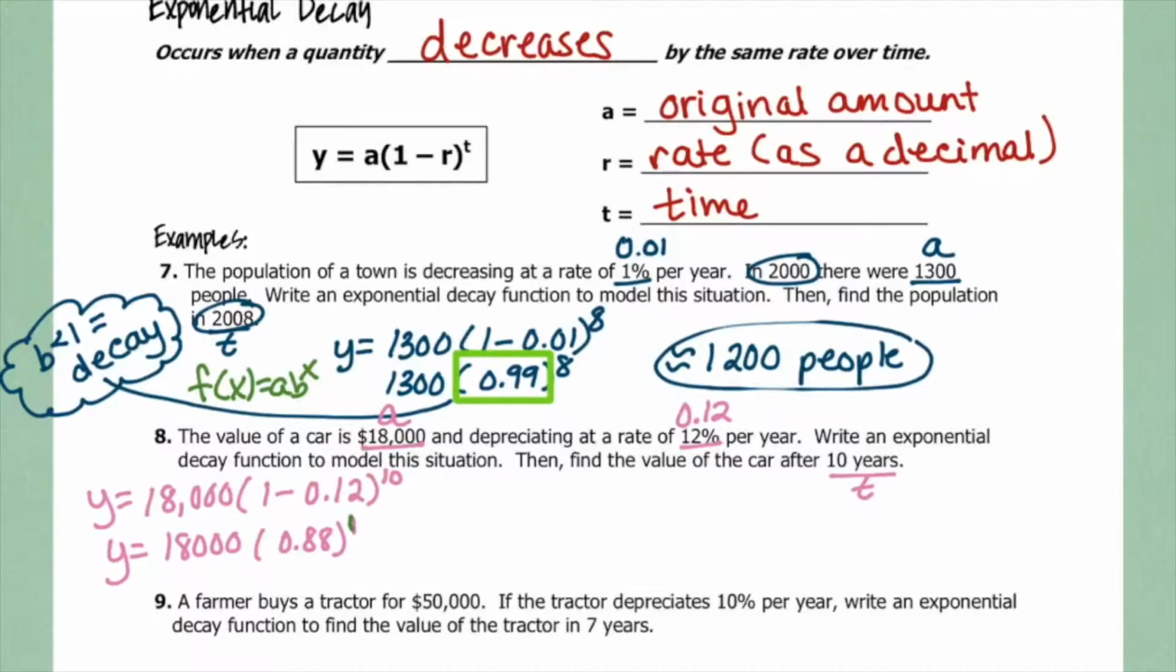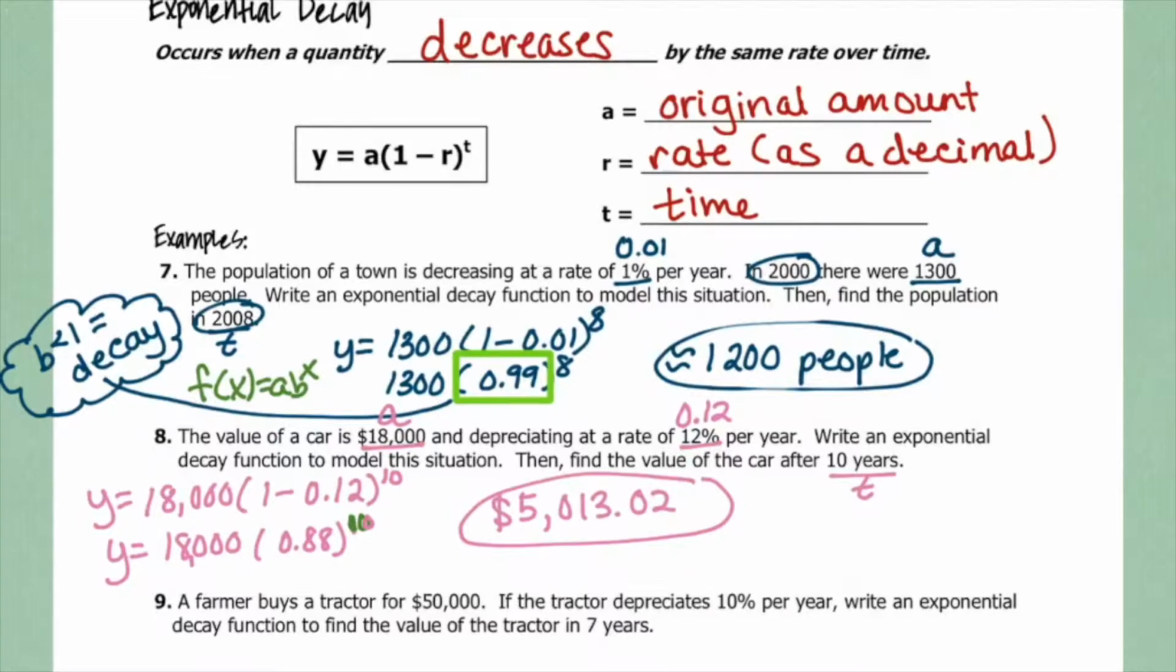I don't know why that says 1, because that's not right. Raise that to the 10th power. I just want to make sure my calculation is right in here. Times 18,000 after you find the exponent, and you get approximately $5,013.02. So the car, when you originally bought it, was $18,000. After 10 years, it'll only be worth $5,013.02.